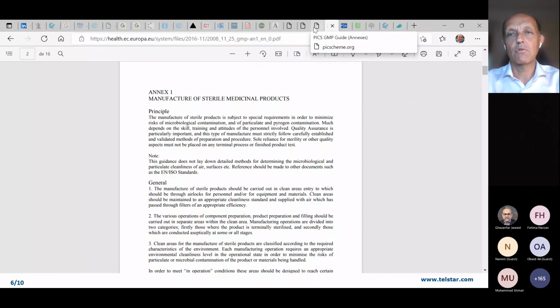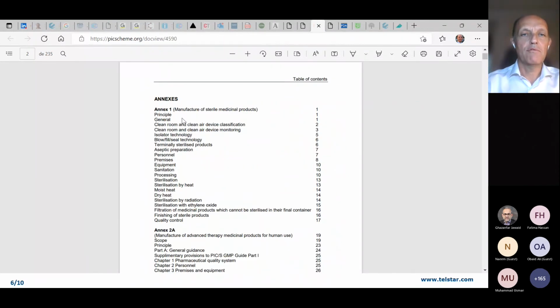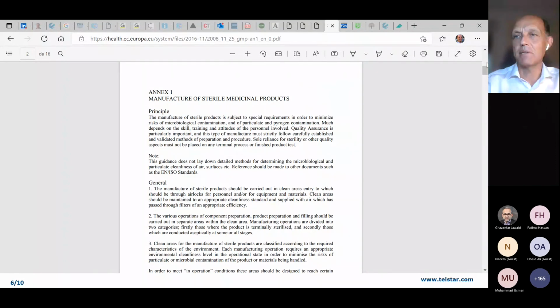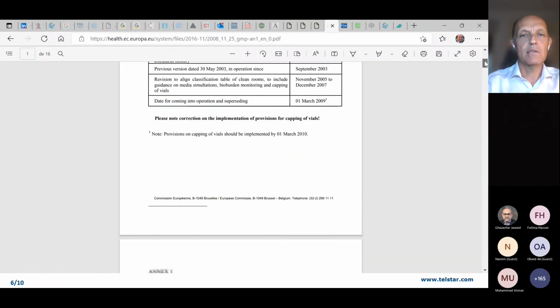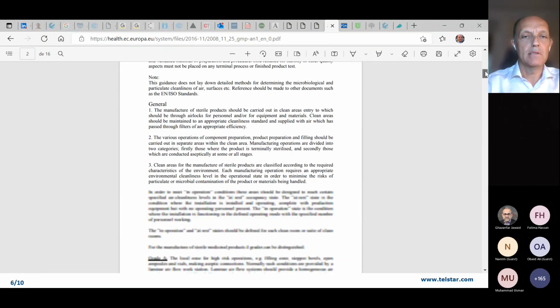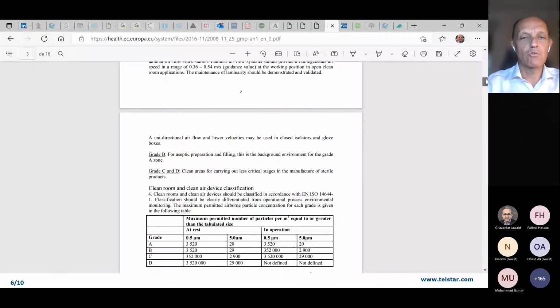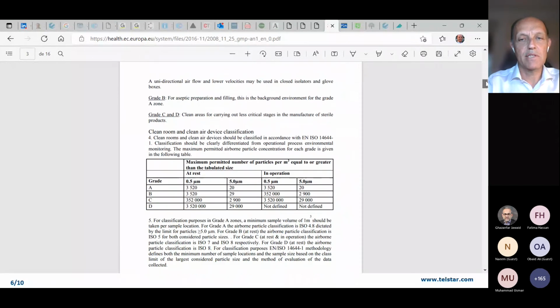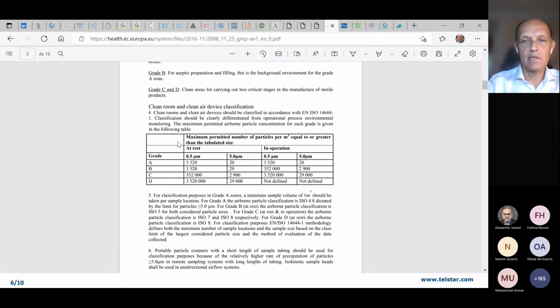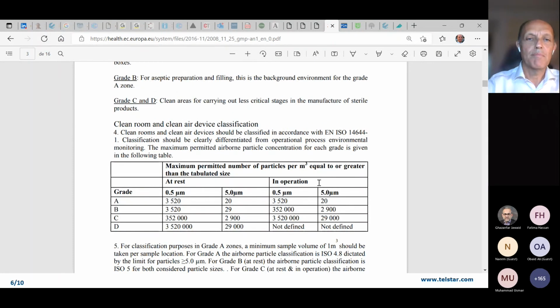Let me go back for a second to PIC/S. If you see here, principle, general, clean room and clean room device classification, monitoring. Let's go and see what the Europeans said. You come here and they talk about principle. They talk about clean room and clean room air device classification. You have here the classification of the different rooms, let me make it larger.